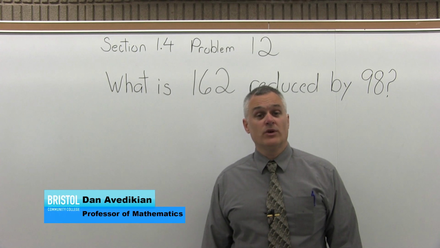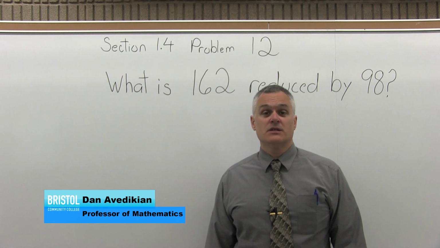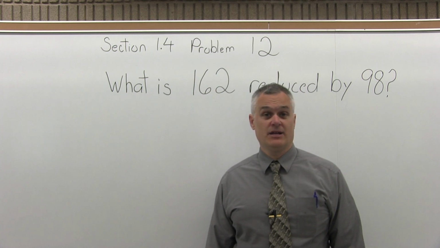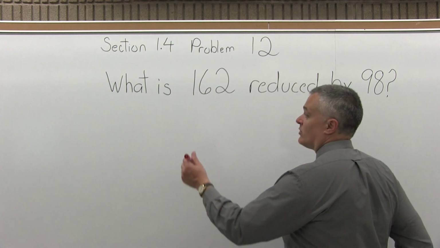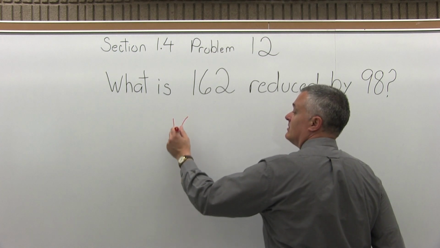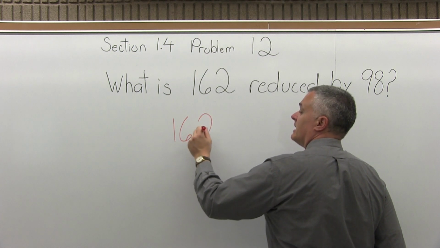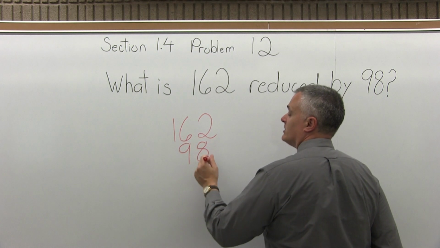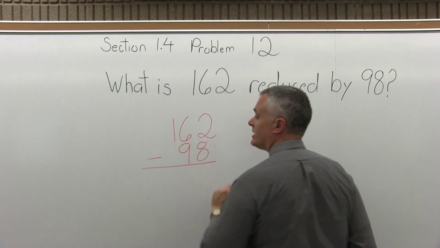This is Section 1.4, Problem 12. It says, what is 162 reduced by 98? So I will write the 162, and beneath it, 98, lining up the rightmost digits, and it will be a subtraction.